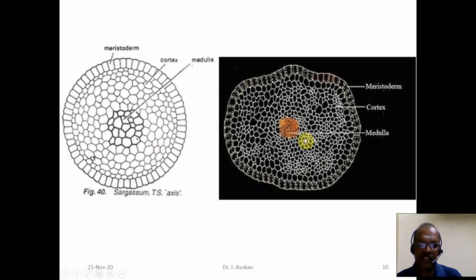And this is another diagram where you can see the meristoderm, where you have to see the dots. These are chromatophores or pigment containing cells, and in between the meristoderm and the medulla we have the cortical region. This is the diagrammatic representation of Sargassum axis TS. This diagram you have to draw during your practical examination.